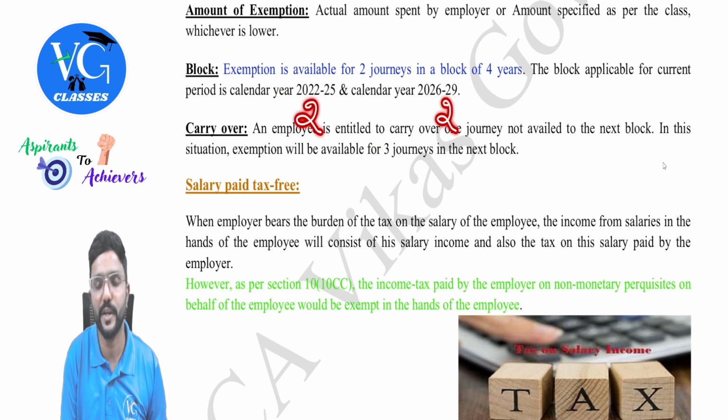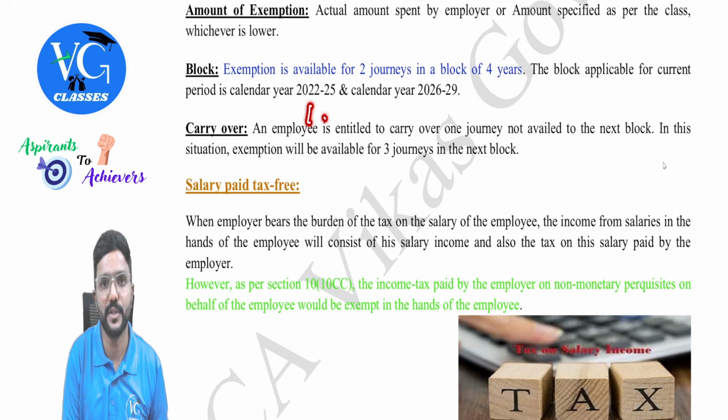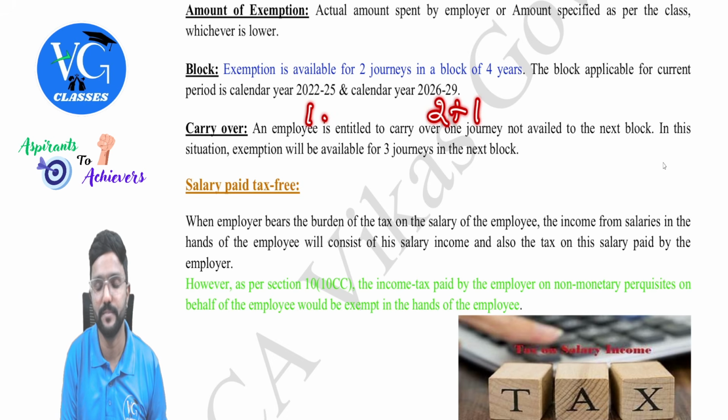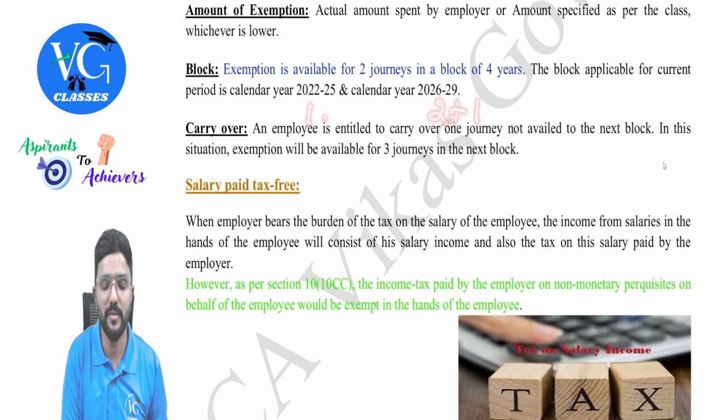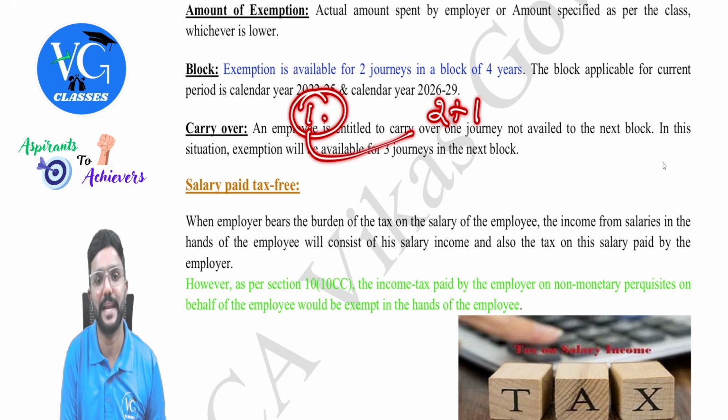That means in the next block, you can claim only 2 exemption. Sir, what if in the previous block I had claimed 1 exemption? That means now you can claim 2 plus 1. Okay. Maximum 1 which you have not utilized, you can carry forward.